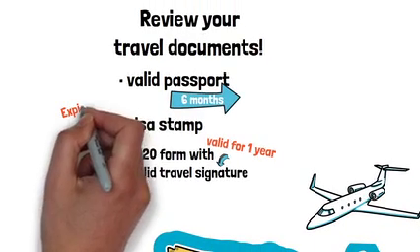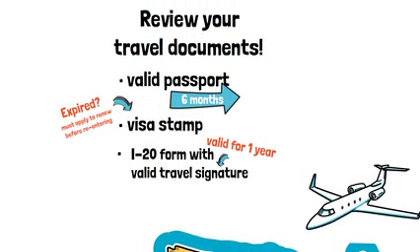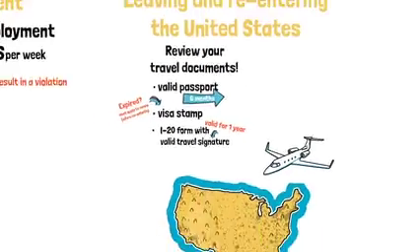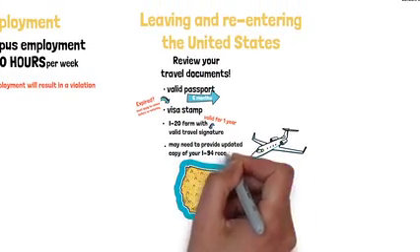If your visa stamp has expired, you must apply to renew it before re-entering the US. Once you have re-entered, you may need to provide your international office with an updated copy of your I-94 record.